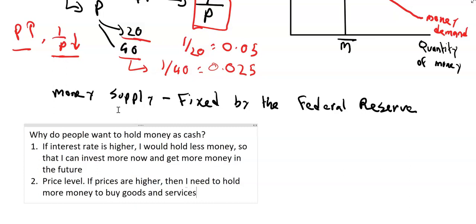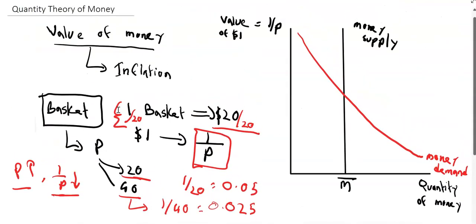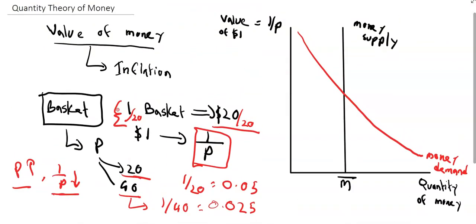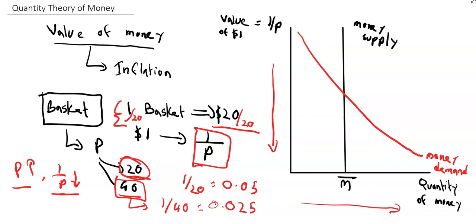And why is that the case? If we look at the example above, supposing I only needed a basket of goods to live for a month, then if the price was $20, I just need to hold $20 of cash to buy that good. On the other hand, if the price goes up to $40, now I need to hold more money. So as the value of money decreases, consumers need to hold more cash in order to buy goods and services, and less cash is used for investment.